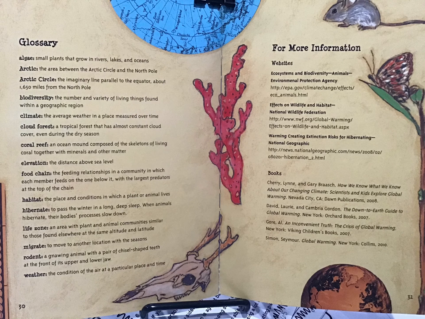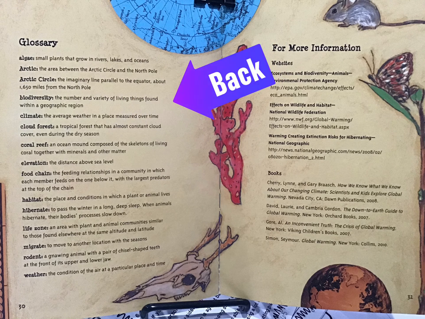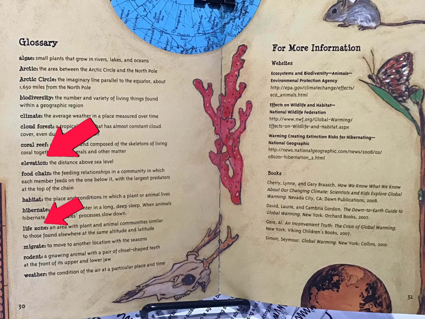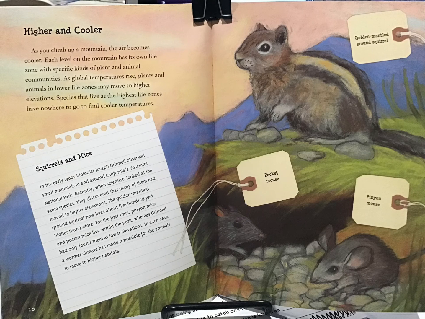Here's our glossary, which is most often found at the back of the text. Oh, look, both of those words that I wasn't familiar with are here. Elevation is the distance above sea level. Oh, that makes sense. And life zone is an area with plant and animal communities similar to those found elsewhere at the same altitude and latitude. Okay, that helps. The glossary was really helpful for me to be able to understand those terms that I came across multiple times on this page. I'm going to continue reading.